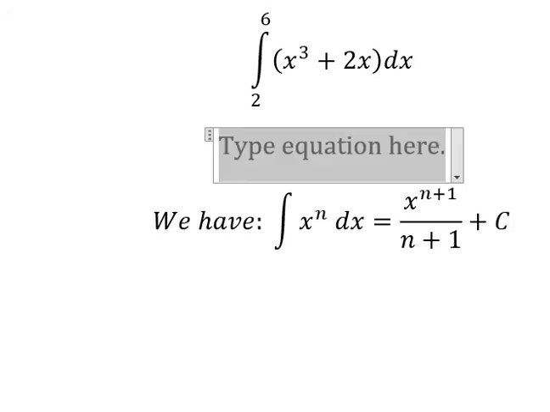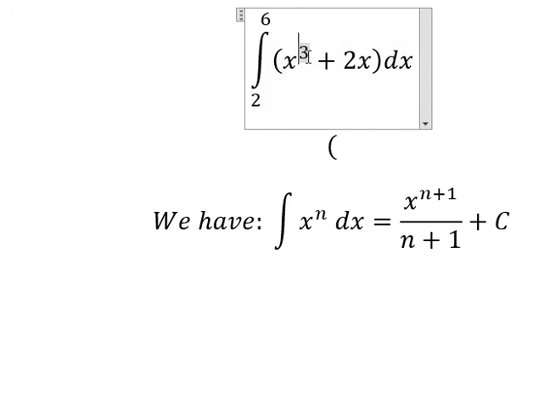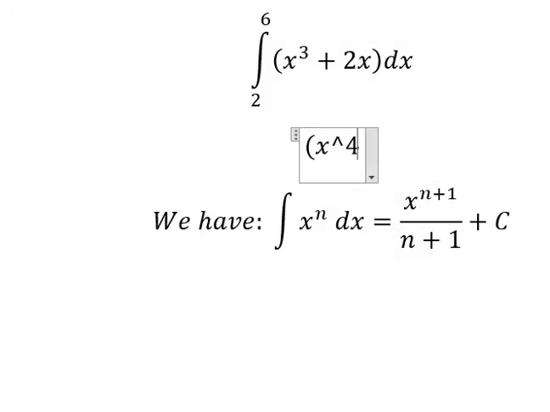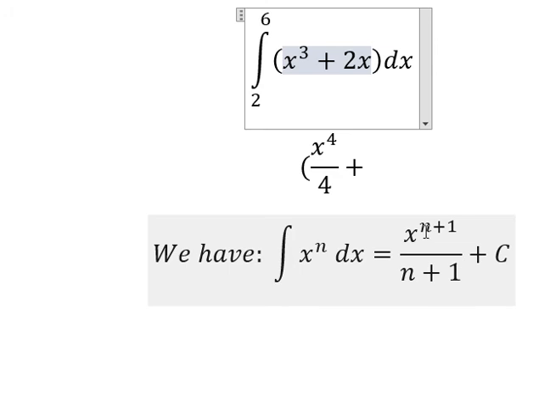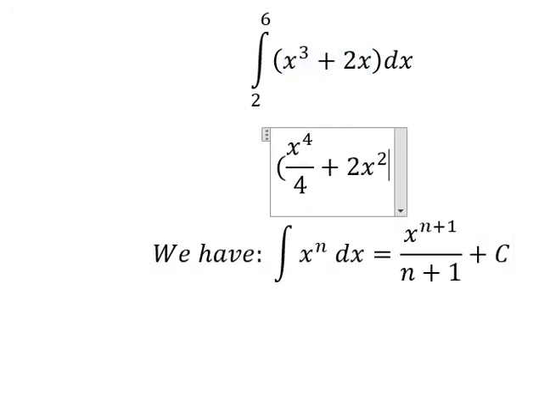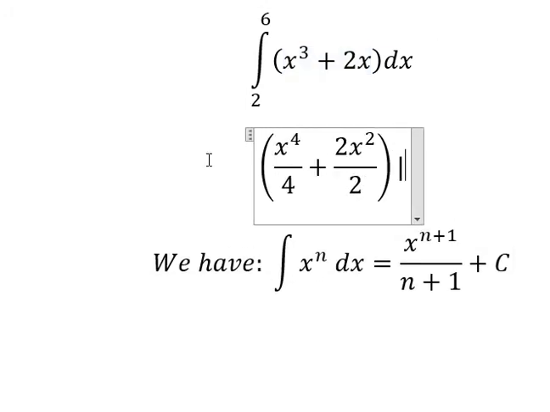So this one is about number 3. 3 plus 1, we have number 4 over number 4. This is about number 1. So 1 plus 1 is about number 2 over number 2. And we put the bounds from number 2 to number 6.